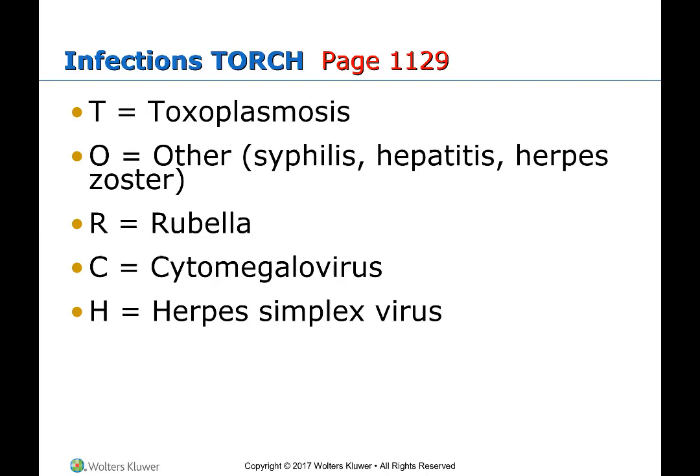Of course, we call that a what? Spontaneous abortion, because the baby did become infected, and probably its condition would not be compatible with life. If the herpes virus type 2 is acquired later in the pregnancy, it's very dangerous to the fetus.